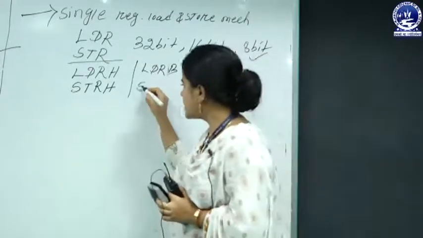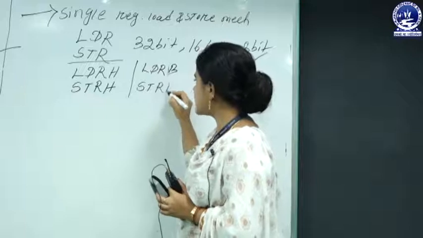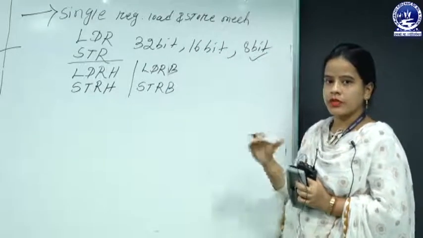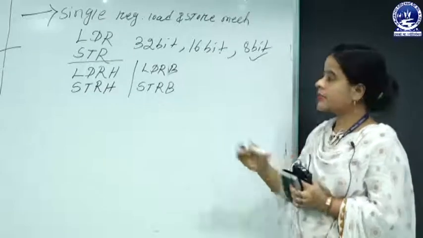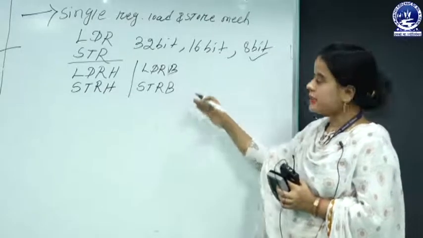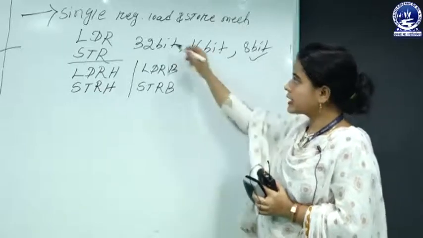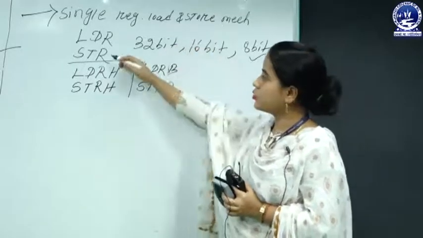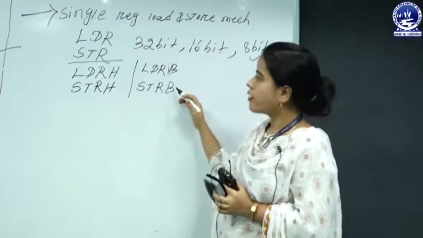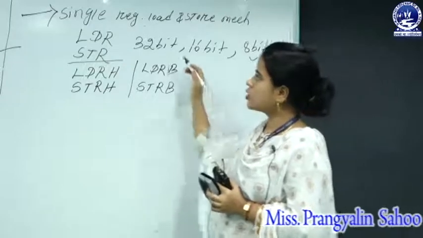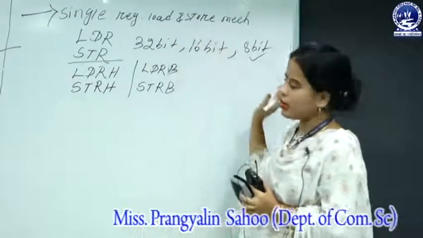LDRB means you load data from memory to a register in 8-bit format. After that, another opcode that is used is STRB, which means store byte: you interpret whatever data you have in byte format, then store the data from register to memory. So for single registers, we use different types of opcodes for data loading and job execution. That's your single register load and store mechanism.